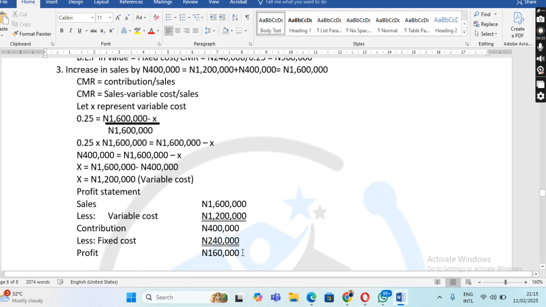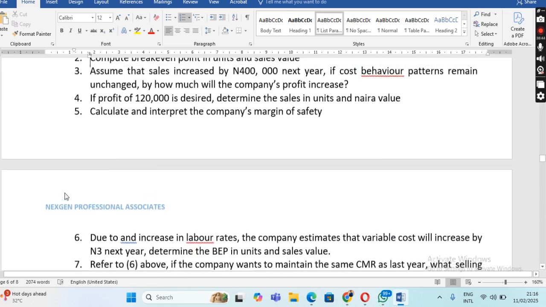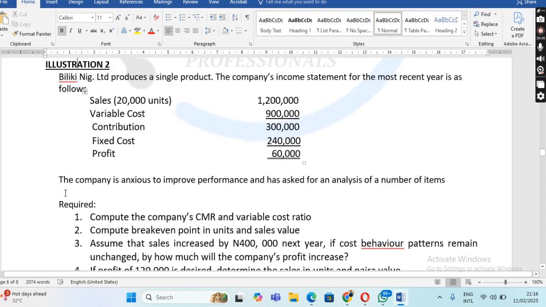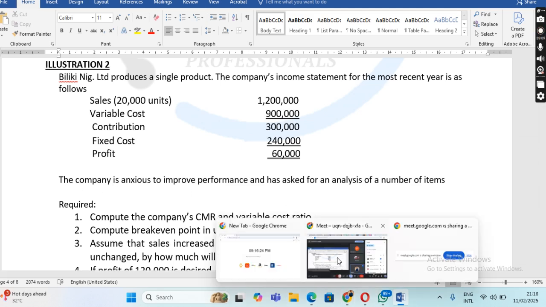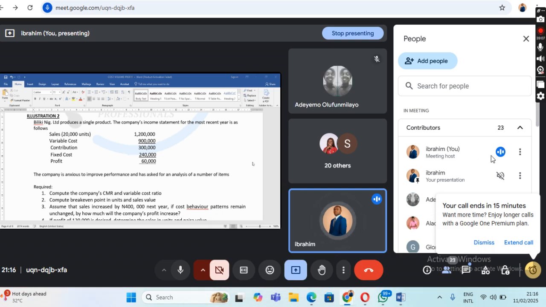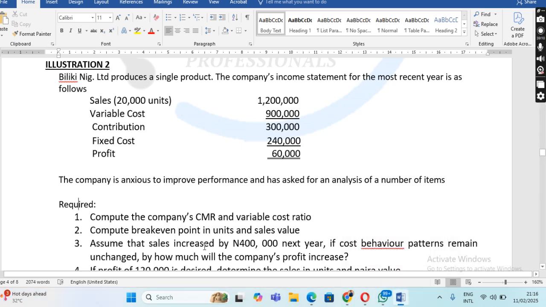The question says by how much will the profit increase, right? Now, what is the old profit? That is what we want to compare. We need to check. The old profit is 60,000. Look at the question, by how much will the company profit increase? We will not say old profit minus new profit. When you say old profit minus new profit, we give you what? Your profit increase, class. And that is how it is.